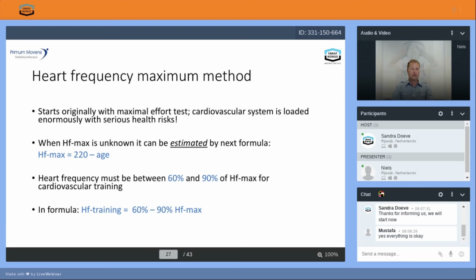You can calculate the maximum heart rate by using the number 220, and you subtract the age of the patient. For training, the heart frequency must be between 60 and 90% of this maximum heart rate frequency for cardiovascular training. And up to 90% is quite high already. But in formula, the training heart frequency is 60 to 90% of the maximum heart frequency.